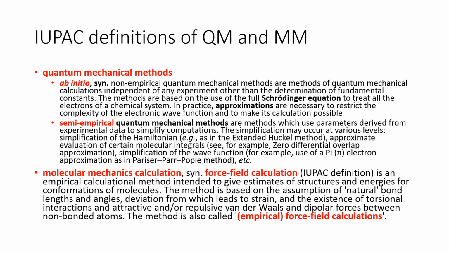These are methods intended to give estimates of structures and energies for conformations of molecules. The method is based on the assumption of natural bond lengths and angles, deviation from which leads to strain, and the existence of torsional interactions and attractive and/or repulsive van der Waals and dipolar forces between non-bonded atoms.